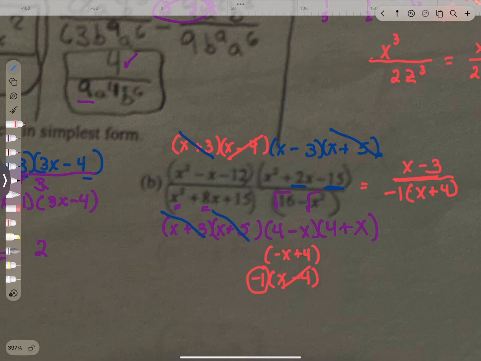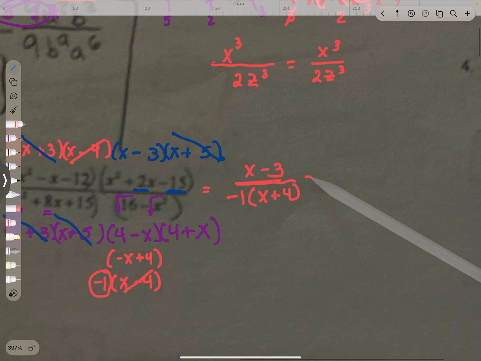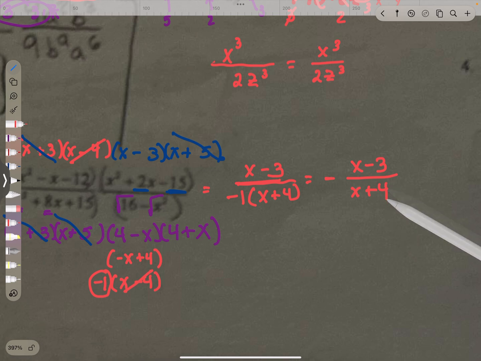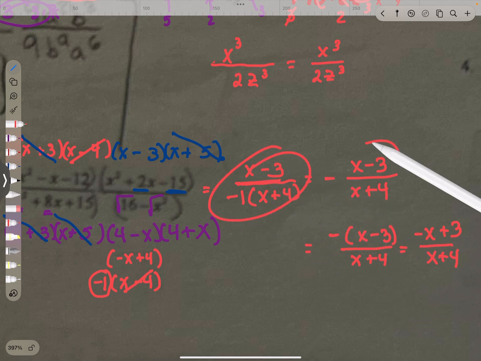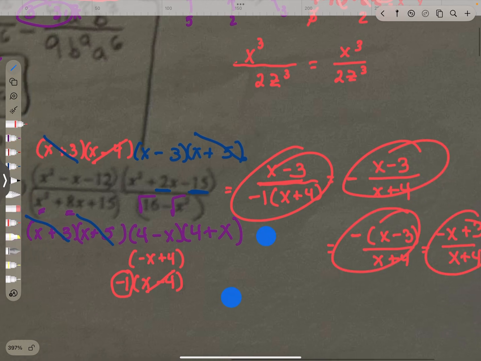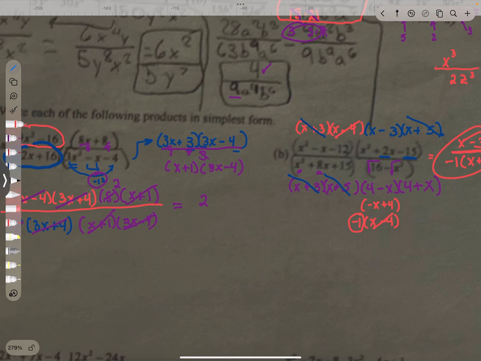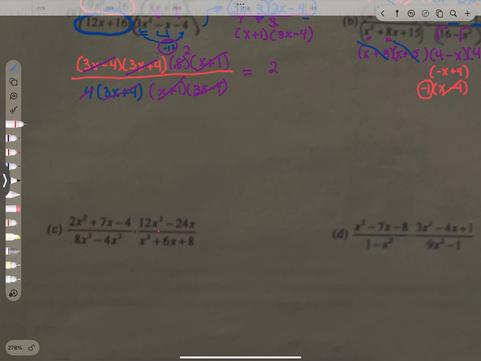This negative 1 out here, I'm not really happy with him. I don't know what your teacher's going to want you to do with him. One option is just stick him out front like this. Okay, then he's in no man's land. You could put him on top, but if you put him on top, you have to enclose this in parentheses to say you want the opposite of the top. And so that'd be negative x minus 3 over x plus 4. Don't know what your teacher will want for that thing, but all of those are essentially correct. The same answer. Okay, you get a feel for that, I hope. See here. So these are all the same thing.